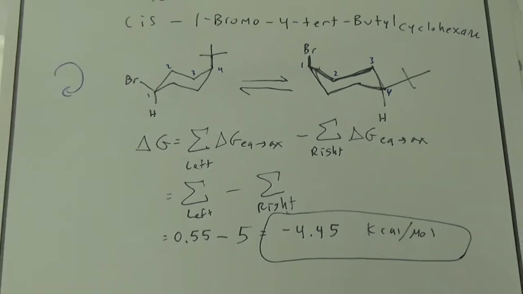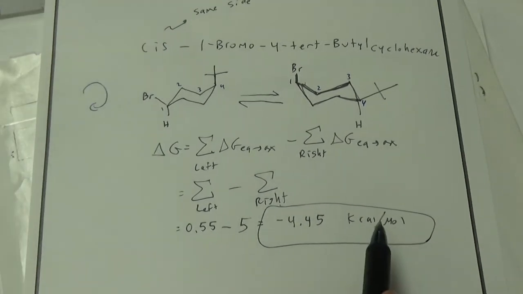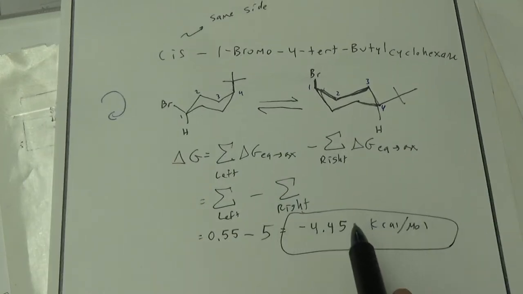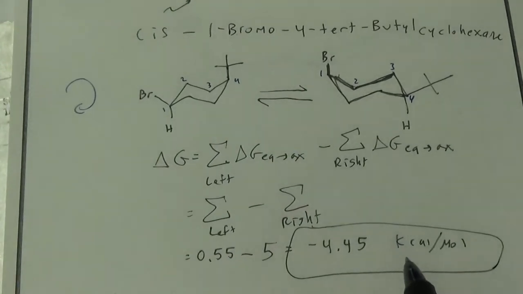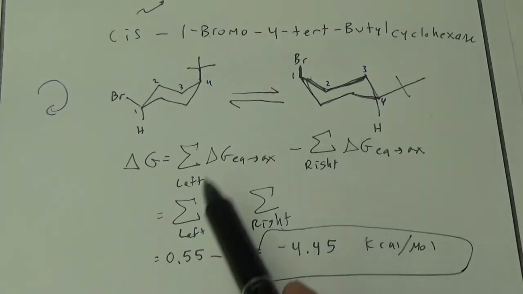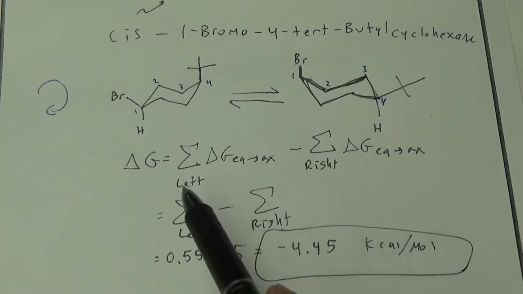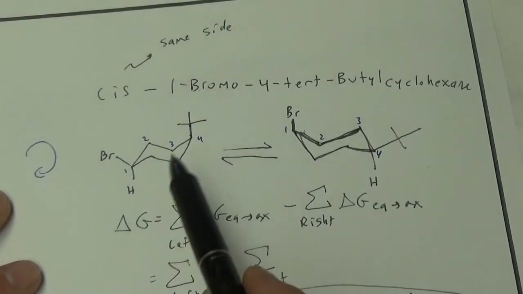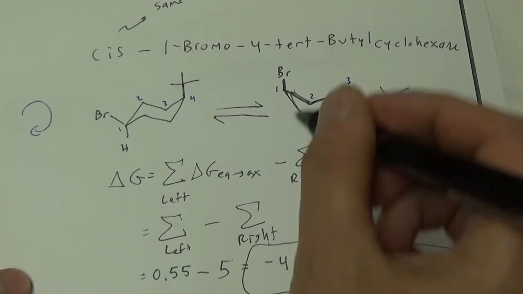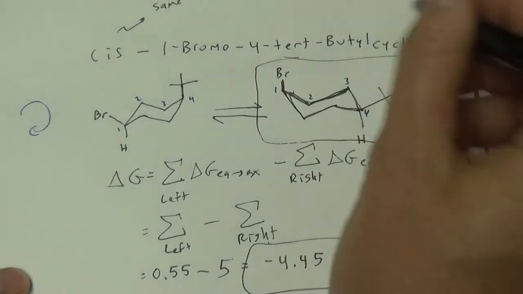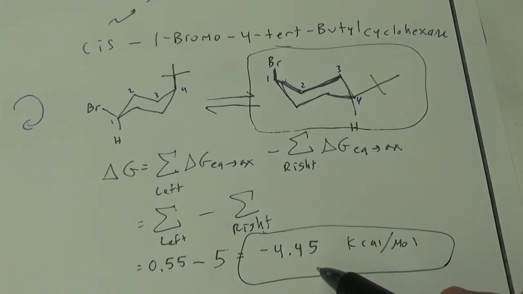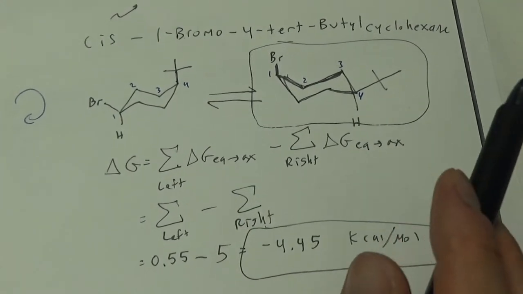Yes, you will be doing some problems like this on the quiz, and I have a couple more sample problems like this at the very end, so you can try these. Given the name, draw it, draw the two forms, make a prediction. You know, is it the left or right? It's probably going to be the right in this case because it's tert-butyl, right? And then just do the calculation. It's not that hard, but you need to practice it a couple times. All right.